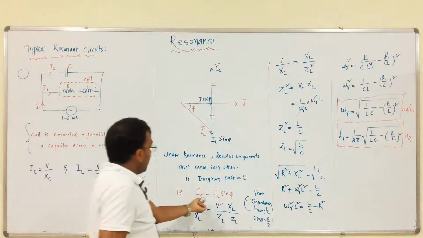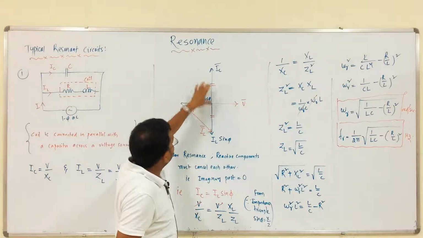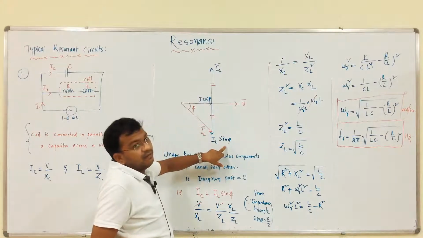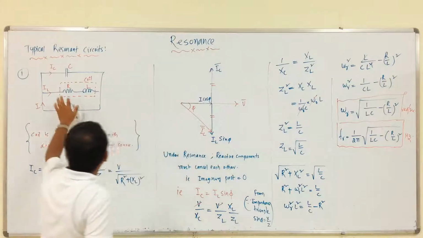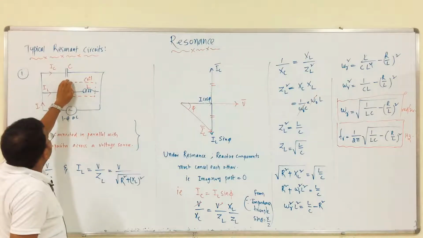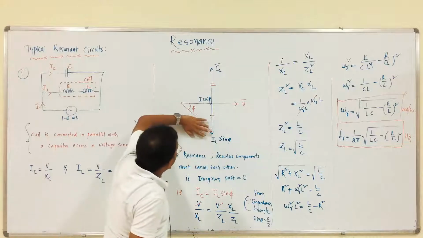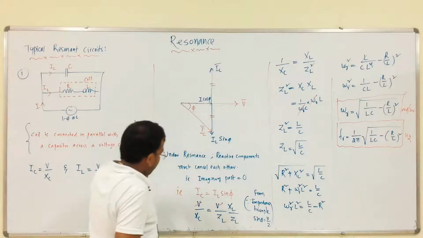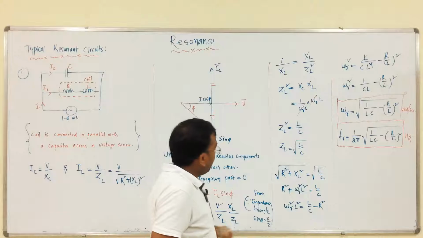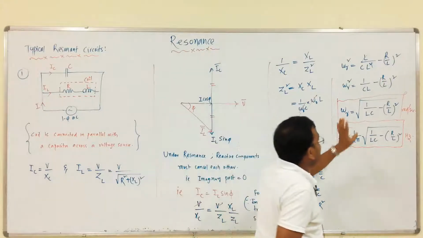This is the condition to get resonant frequency, that is I_C should be equal to I_L sin φ. Why are we getting I_L sin φ? Here we have a combination of R and L. If we have only C and L, we do not have this part, okay. Therefore, after considering this kind of statement, we got the resonant frequency as like this.